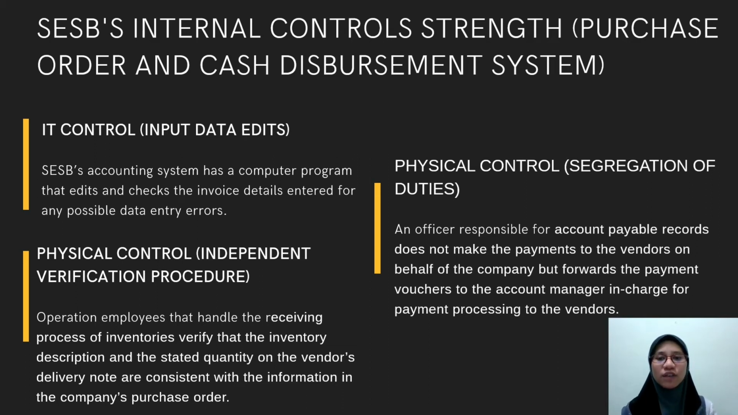Segregation of duties is proven when an officer responsible for accounts payable records does not make the payments to the vendors on behalf of the company, but forwards the payment voucher to the account manager in charge of payment processing to the vendors. This segregation of duties can minimize the risk of fraudulent activities in SASB.